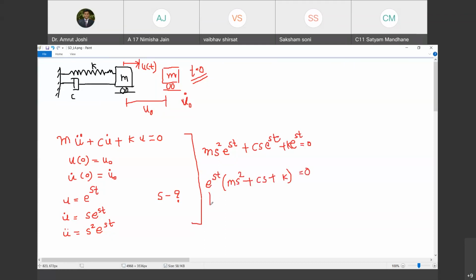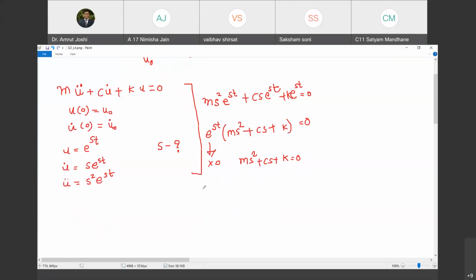We know that e raised to st is not going to be equal to 0, because if it has to be 0, then st has to be minus infinity. But t is positive, s also needs to be positive. Therefore, this quantity cannot be 0. That is our argument. And therefore, there is no other way than m s square plus c s plus k being equal to 0. Are you with me till this point, Nimisha? Yes, sir.